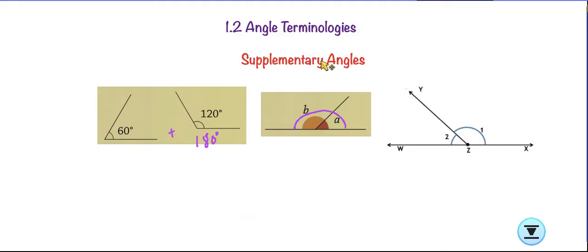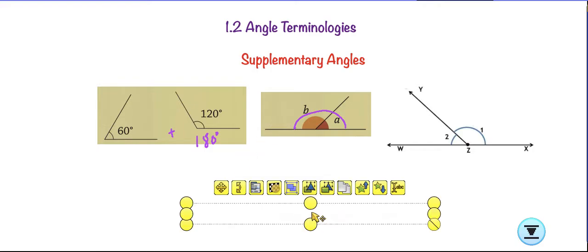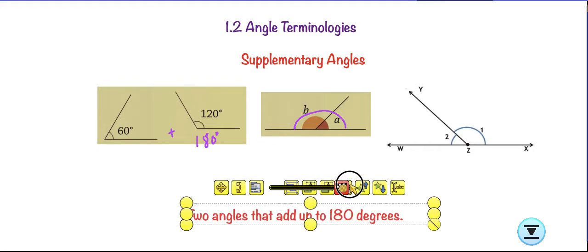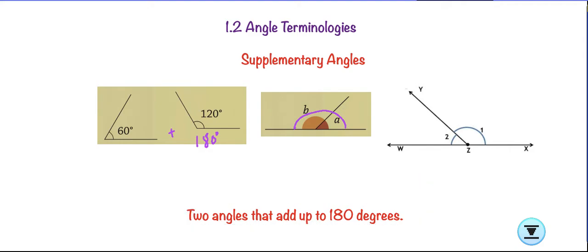So these two are actually very similar. A lot of students can be confused with this one. So supplementary, they add up to 180. And complementary, they add up to 90 degrees. So please tell the major difference here.